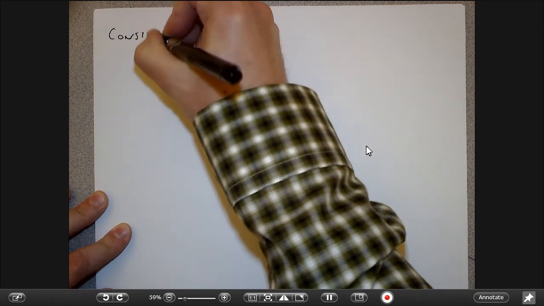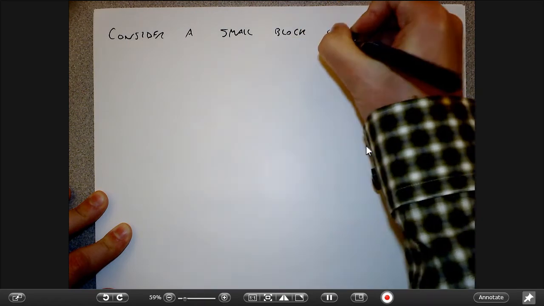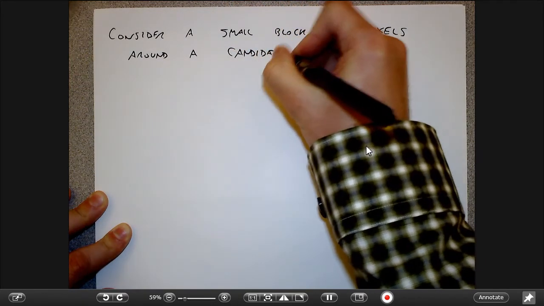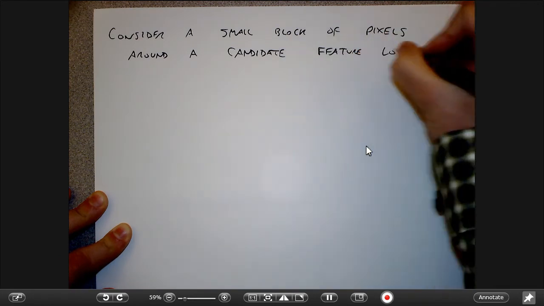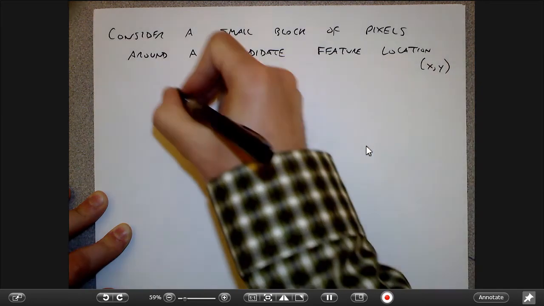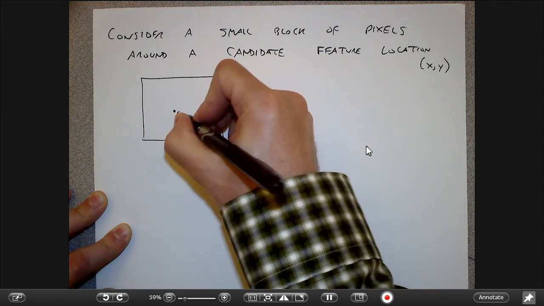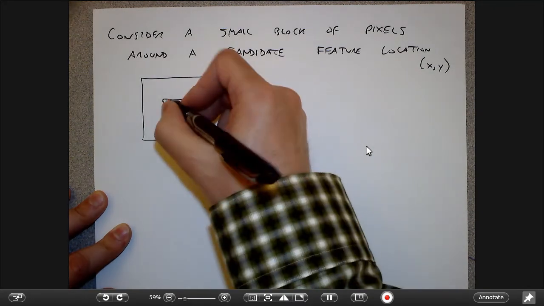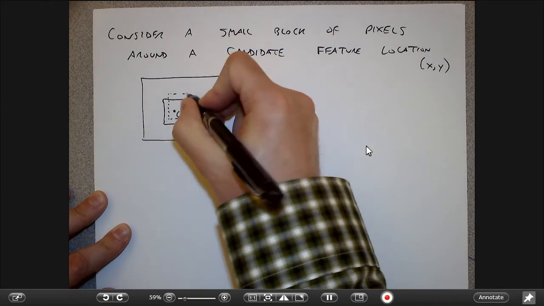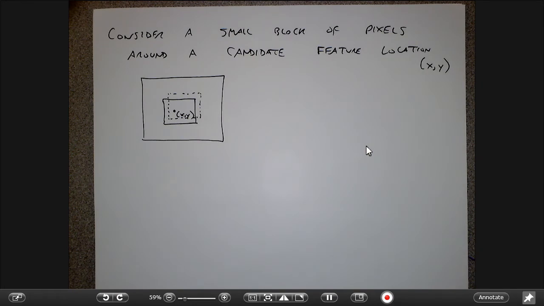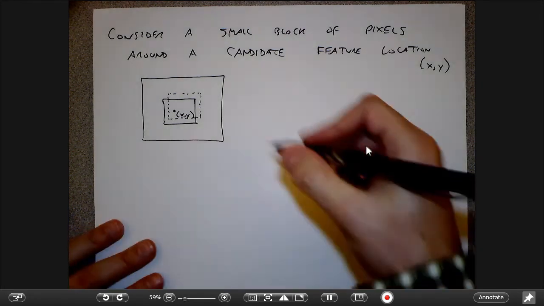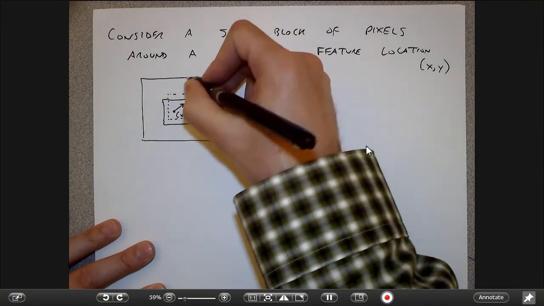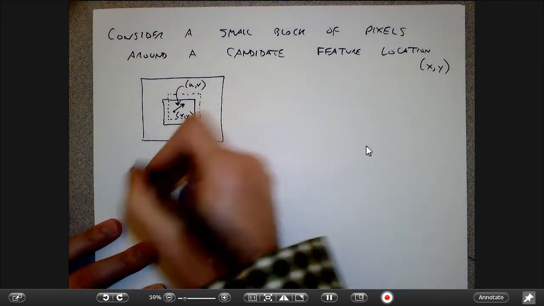Consider a small block of pixels around a candidate feature location x, y. That's like saying, here's my image, here's my possible feature location, and here I'm drawing a box around that feature location. Now what I'm going to do is compare this box to a slightly shifted box, and I want to find the error, like the sum of squared differences of pixels between those two boxes. So what I'm doing here is moving the box along a vector, and the vector here could be u, v. That's like saying I'm comparing.